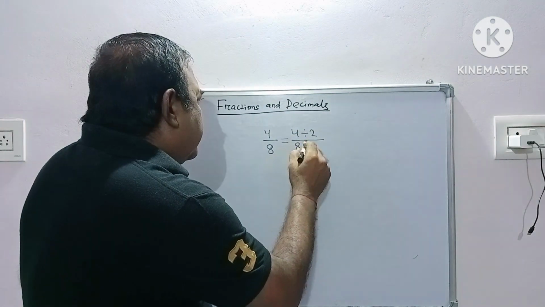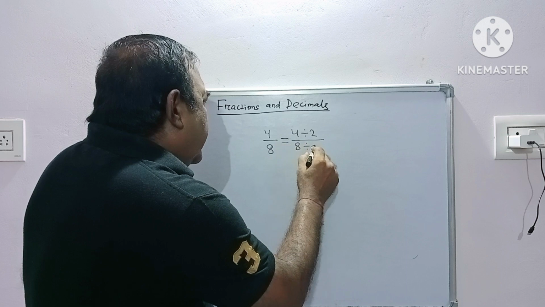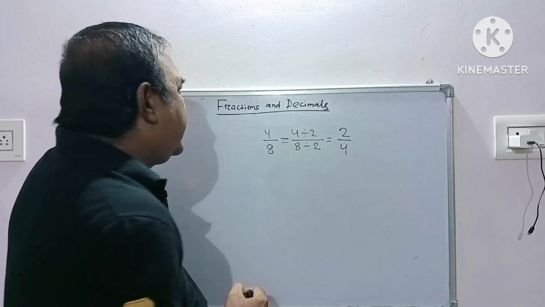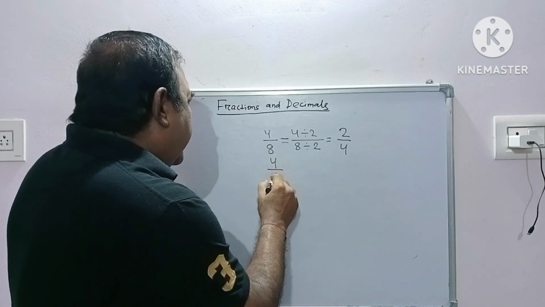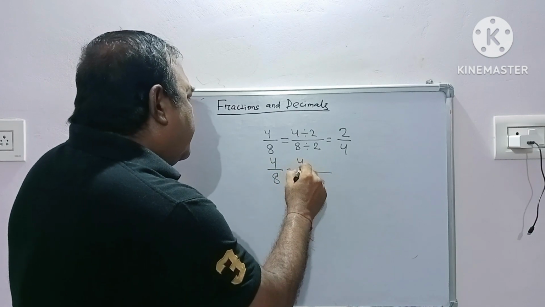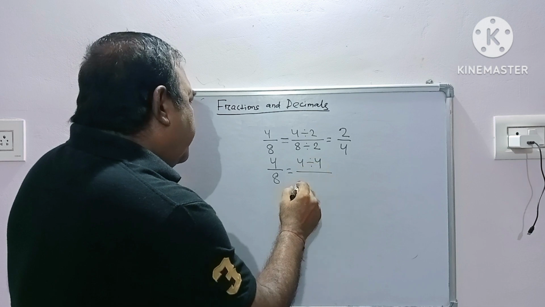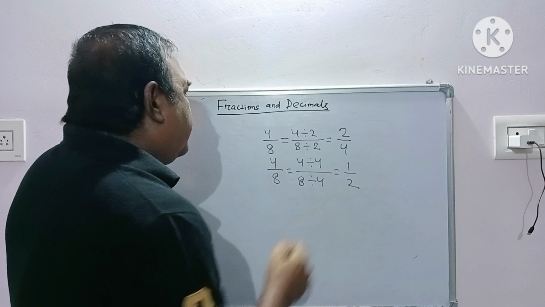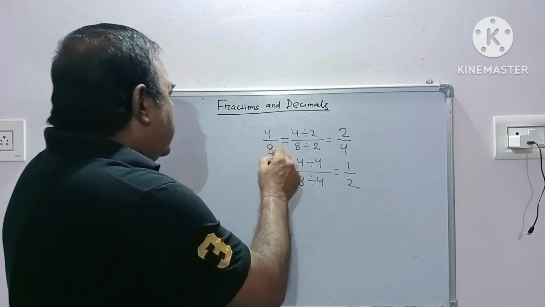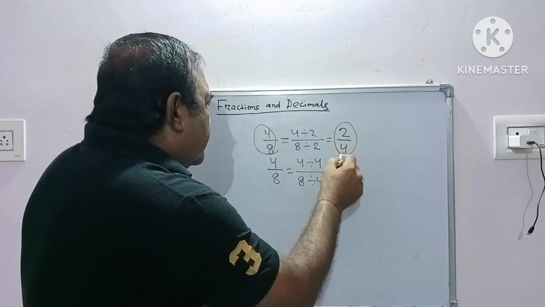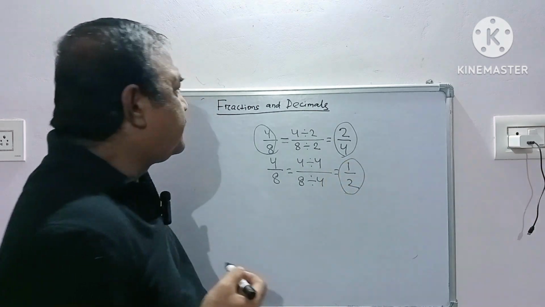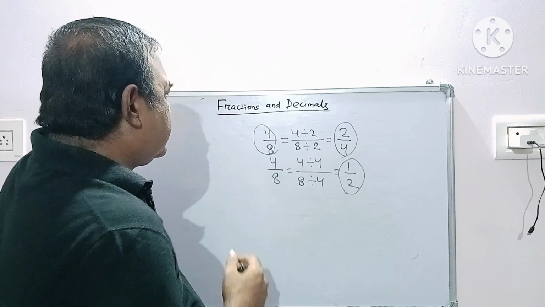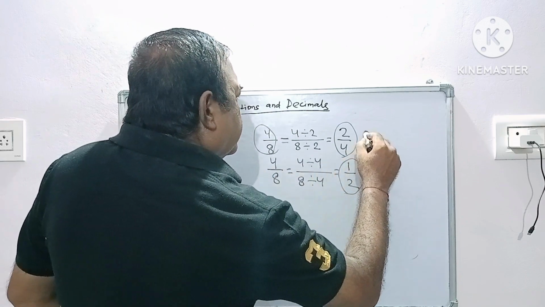8 upon 4 divided by 2, 8 divided by 2 here. So that is 2 upon 4. I may write like this. If I want to divide by 4, 4 upon 4 divided by 4, 8 divided by 4, that is 1 upon 2. So these are equivalent fractions. They represent the same part. 4 upon 8.